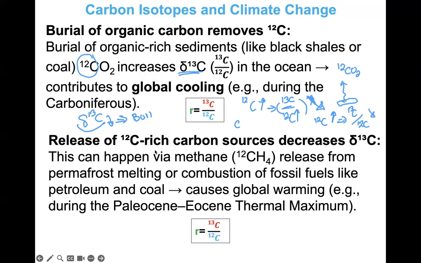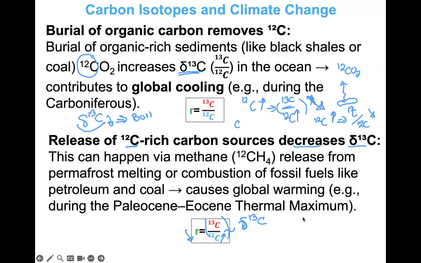And that's what you have here. Release of C12-rich carbon source decreases C13 exactly because this delta 13 is proportional to this delta 13C. If you burn the fossil fuels that have a lot of C12, remember C12 is incorporated into the plants right here. If you release this in the air, this will increase. This means the whole ratio will decrease. Okay?